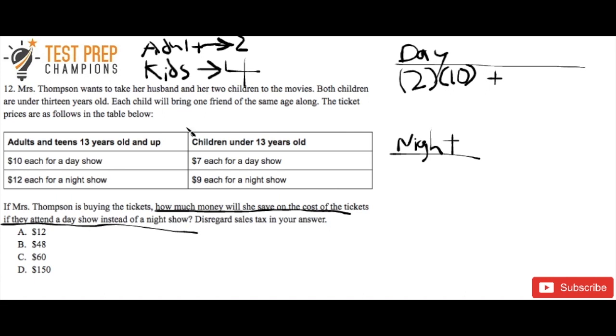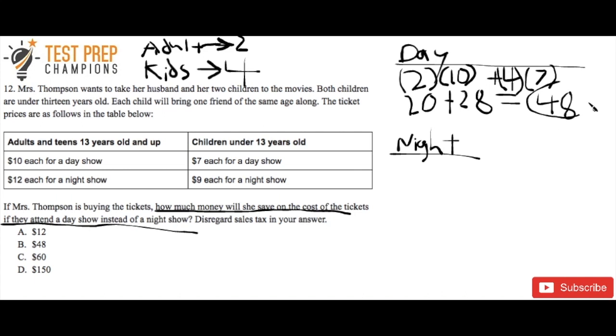The price here for a day show for children is going to be $7 each, and we've got 4 kids. So we're going to do 4 multiplied by 7. So 4 kids, and each children's ticket is going to be $7 each. So we're just going to now do this in our calculator here. We would do 2 times 10, which is 20, and 4 times 7, which is 28. So we have 20 plus 28, and this is going to equal 48. And let me circle this because this is what we're going to have to come back to. So the total amount for a day show is $48.